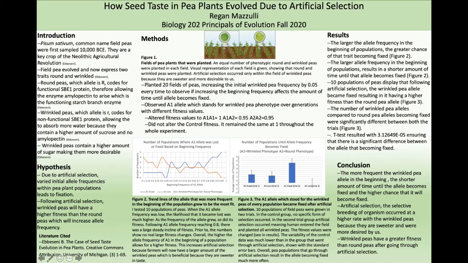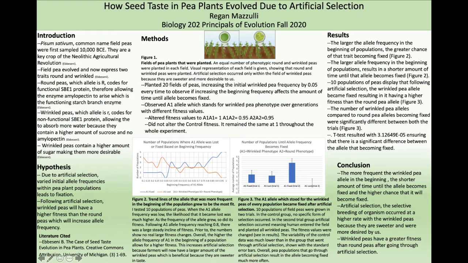The round peas, whose allele in the genotype is big R, code for functional SBE1 proteins. And the wrinkled peas, whose allele in the genotype is little r, code for a non-functional SBE1 protein. So what this SBE1 protein does is allow the enzyme amylopectin to arise, which is the functioning starch branching enzyme. So the round peas express a higher amount of starch than the wrinkled peas, because in the wrinkled peas there is no amylopectin.